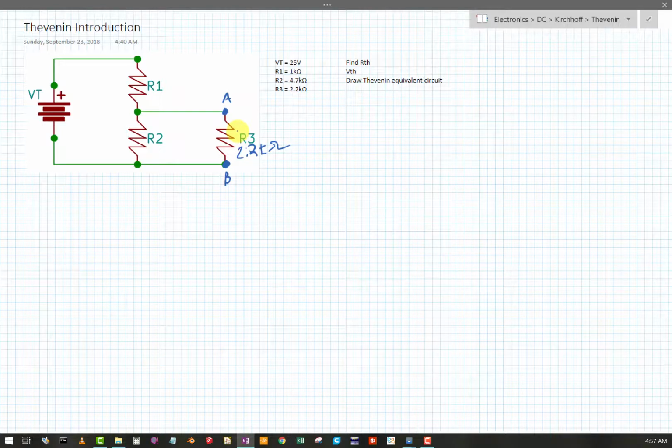So through this process we need to keep track of where R3, or the load resistor, connects to the original circuit. Alright, so when I find R Thevenin, basically there's some steps that I'm looking for, and I'll try to explain why as best as I can.